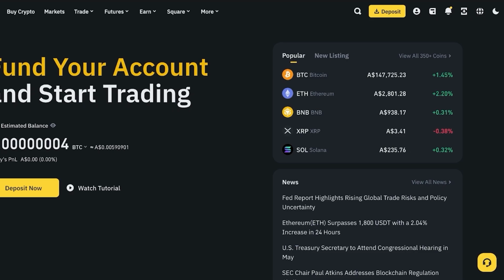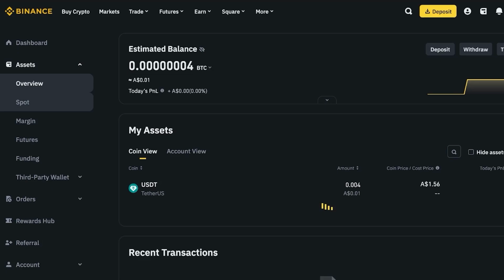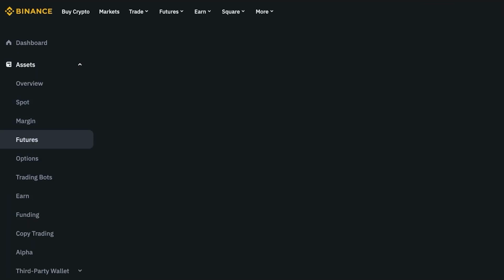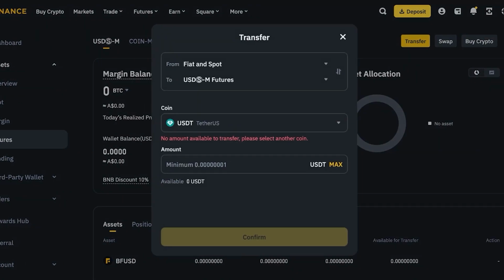For this, you're going to go into your basic wallet, and you will see that your spot wallet and futures wallet are different. If you go into your futures wallet over here, you will see whatever amount you have in it, and you do have to fund your futures wallet separately. You can click on transfer and transfer funds from your spot or fiat wallet into your futures wallet. From there, you can select however much you want to transfer.